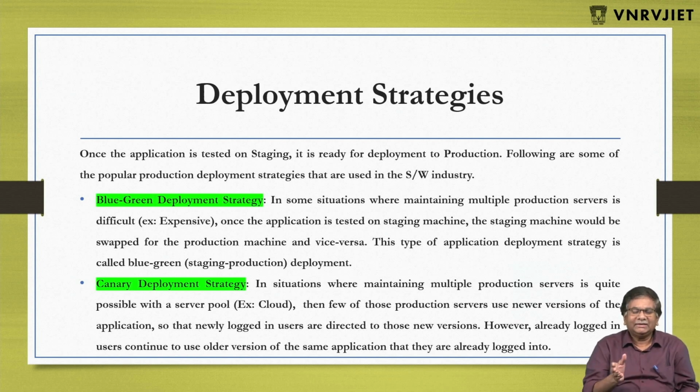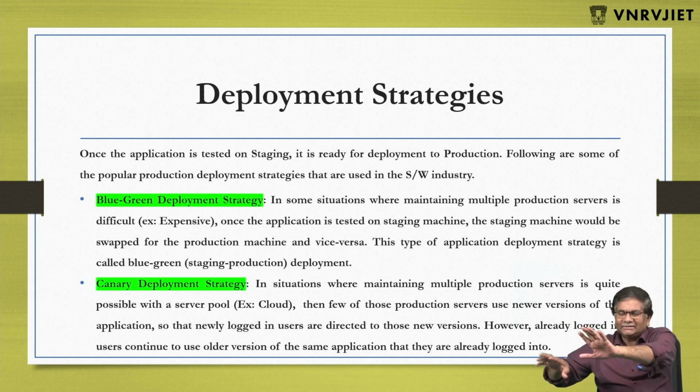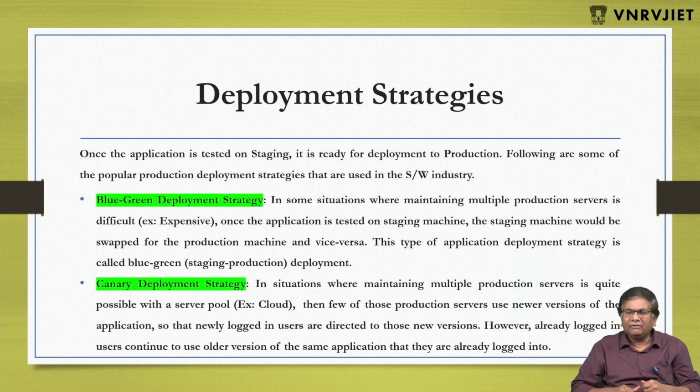Blue-green deployment strategy. There is another strategy, which is the canary deployment strategy. In situations where maintaining multiple production servers is quite possible, for example, in the cloud environment, it's okay to generate multiple cloud instances at the same time, and it's easy also, just configurable, right? So then in a few of those production servers, use your version of the application. So the way it works is, let's say there are 10 production servers in production, right? Now there are users all over these 10 machines.